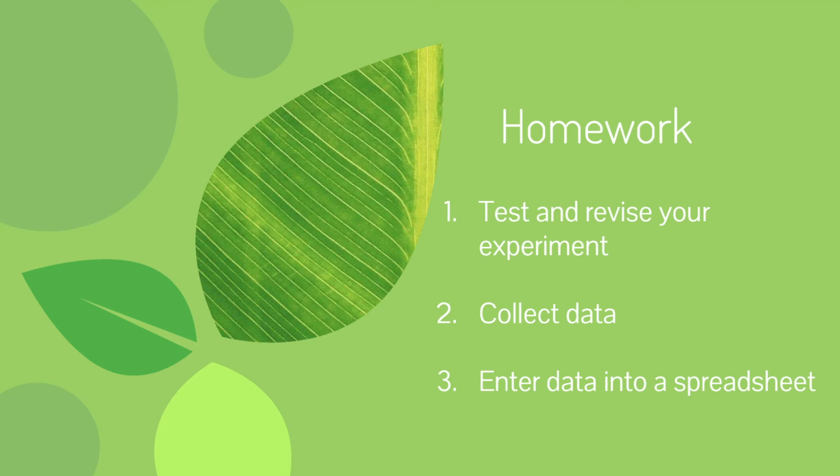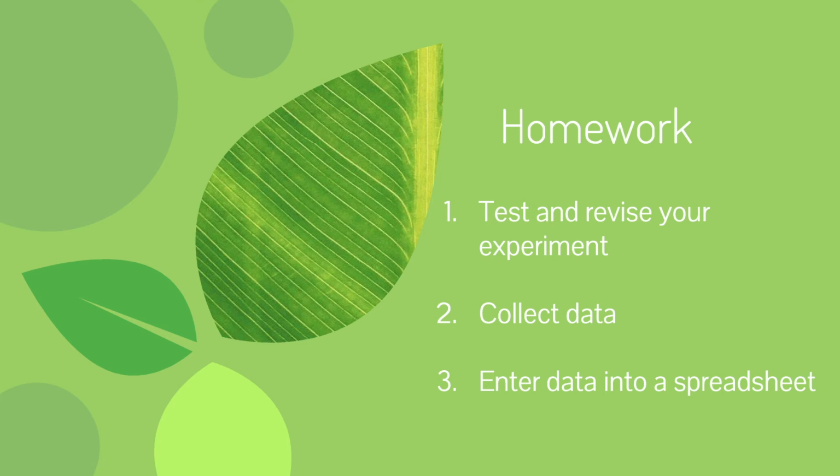Nice job, everyone. That's the end of today's lesson, but before we go, let's check over the homework you have before next lesson. Your first thing is to go test out and revise your experiment. Collect preliminary data and then improve your methods. The second part of your homework is to do your data collection. This can take 4 to 5 hours outside, and you can spread this out over multiple days if you don't have enough time to do this all in one day.